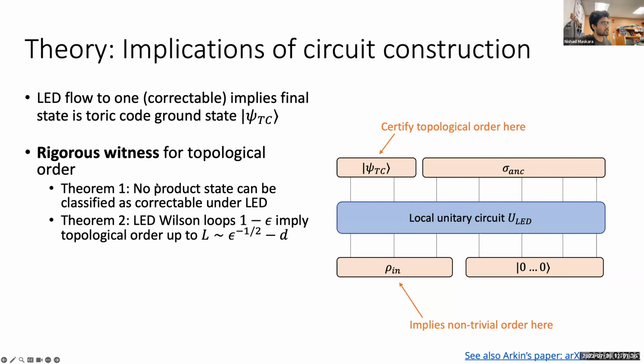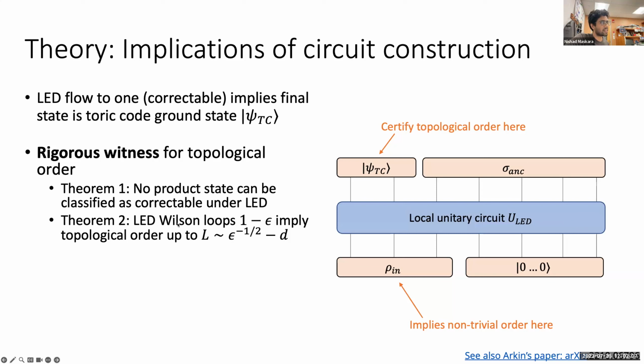The first is showing that if you measure these stabilizers after correction to all be exactly 1, then you can't have a product state which would be processed by this local unitary circuit and ancillas in order to produce the toric code state out here. If you put in a product state here, you just couldn't get out the toric code state there.